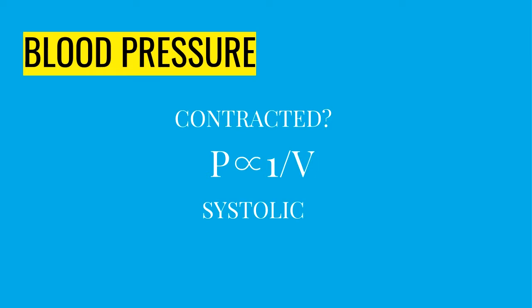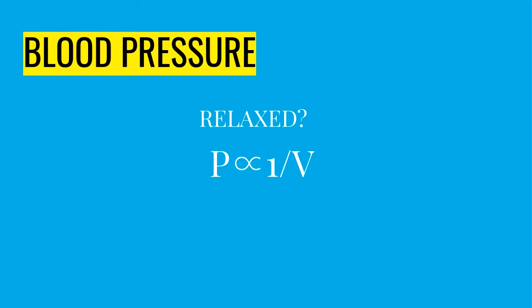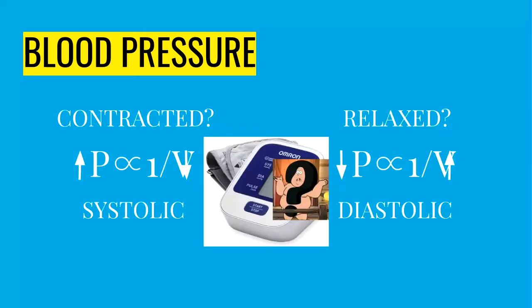Okay. Yeah, I'm not sure how you want to remember that. So let's go to diastolic then. So if it's relaxed, the volume is increasing or decreasing? Increasing. Volume's increasing. So then the pressure would be decreasing, right? Yes. And then that would be called the other one, so diastolic.